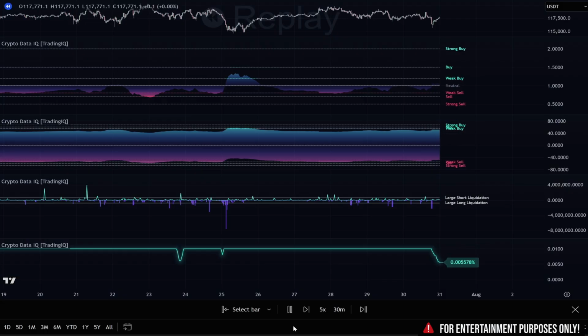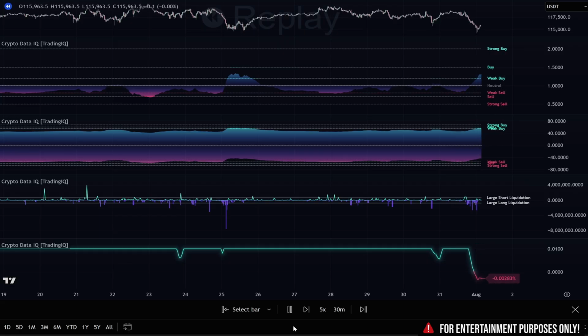Crypto Data IQ, a tool that takes all of this brand new TradingView data and turns it into clear, actionable visuals for our community.